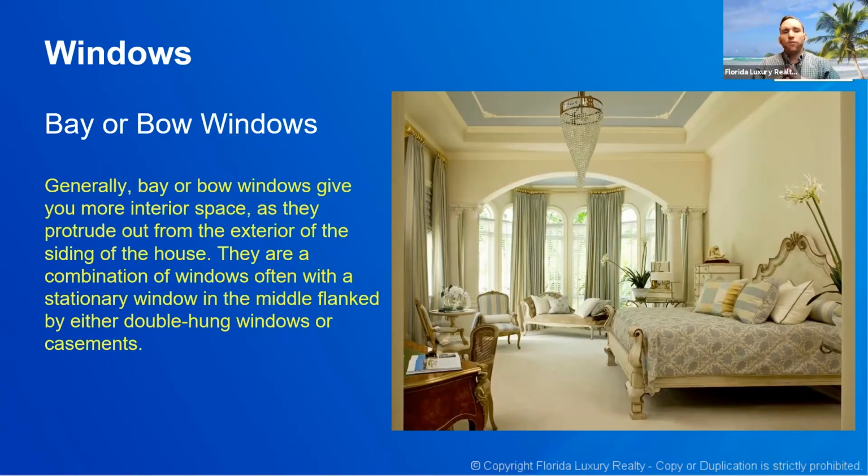They're a combination of windows, either with stationary windows or single pane or double pane windows, transom windows, things like that. Like these above are transom windows. Those are just the semicircles above the other windows. They're middle flanked by either double hung or casement windows off to the side if the middle ones are stationary.